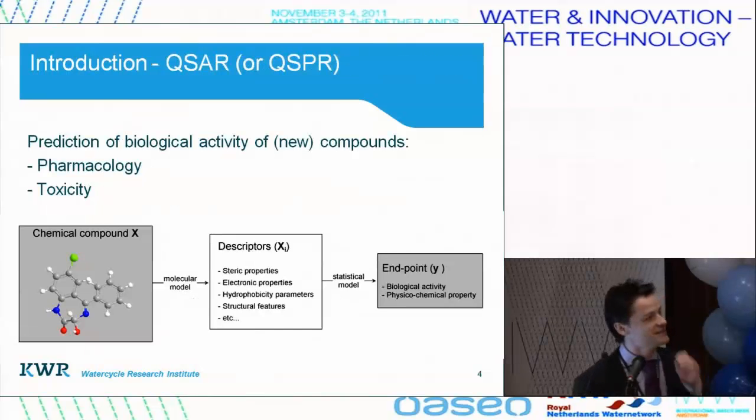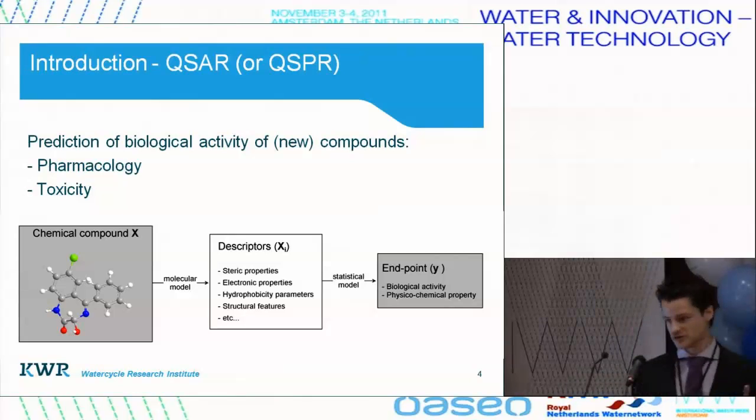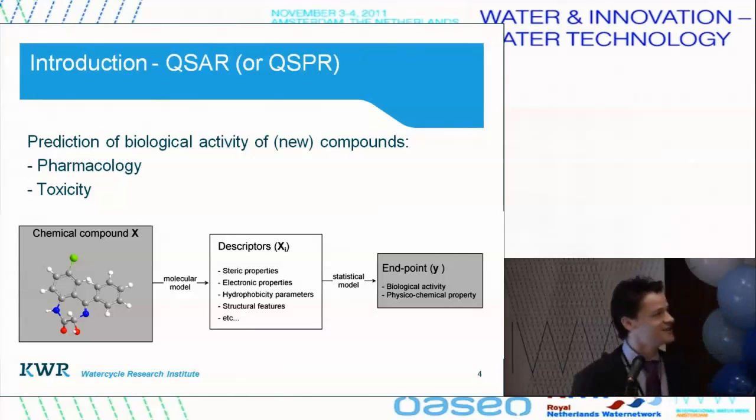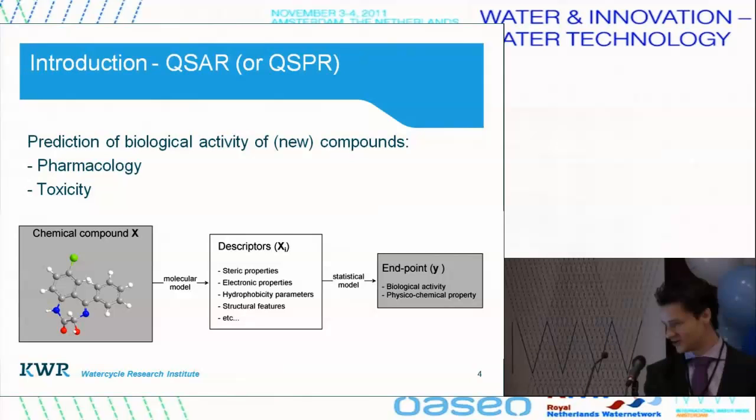A QSAR relates the chemical structure to a certain activity or property of the compound. And it's mostly used in pharmacology. It's used in toxicity to make predictions of new pharmaceuticals and also to predict how toxic compounds are before they are even developed or on the markets.